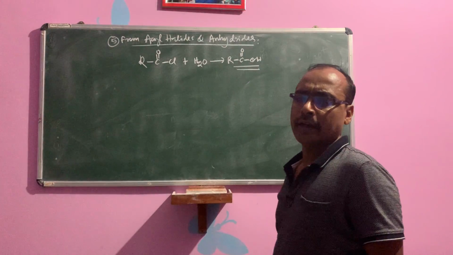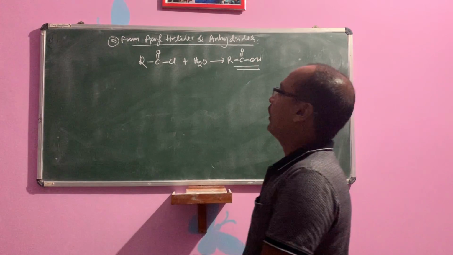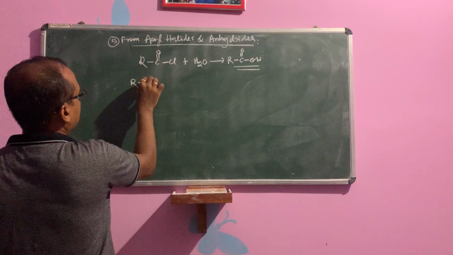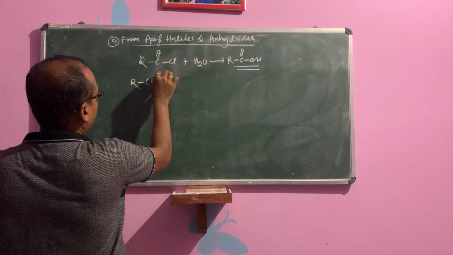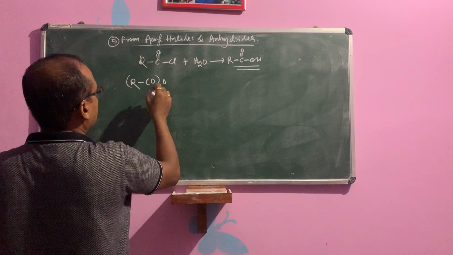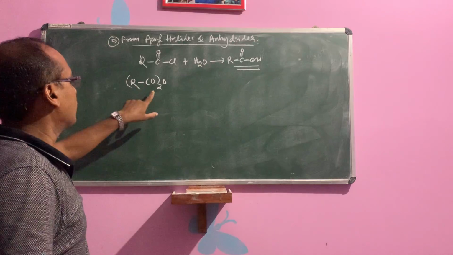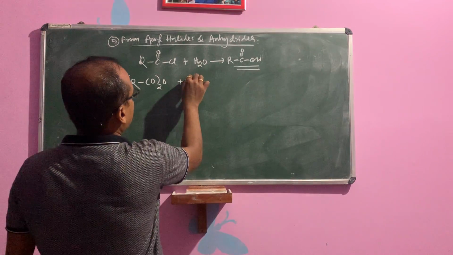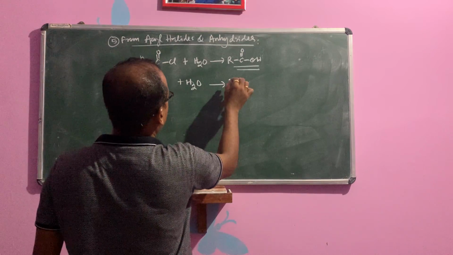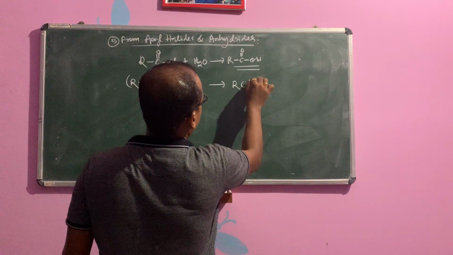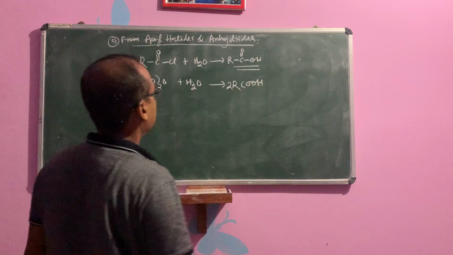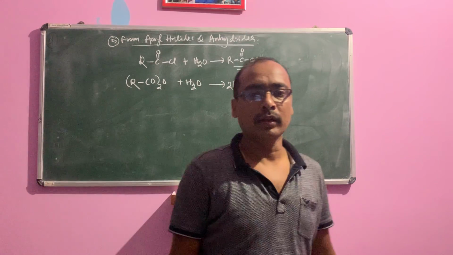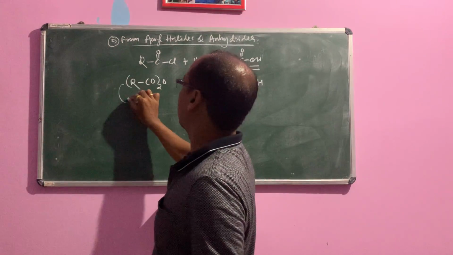Then if you take anhydride, any anhydride, (RCO)2O, where the two R groups may be same or may not be same, in presence of water, what will form? That is RCOOH, 2 RCOOH.